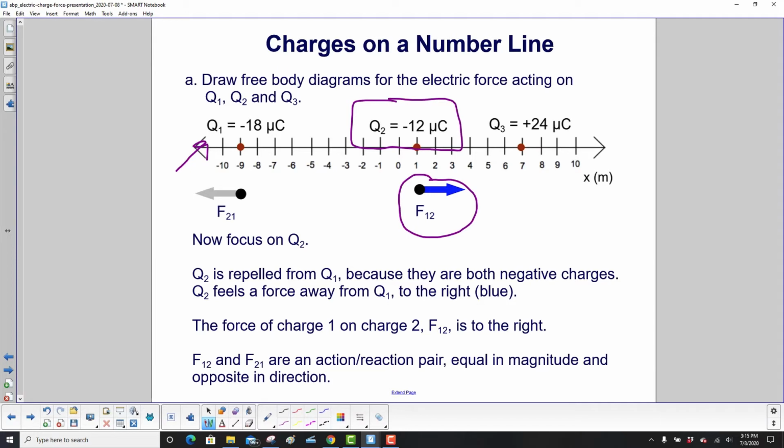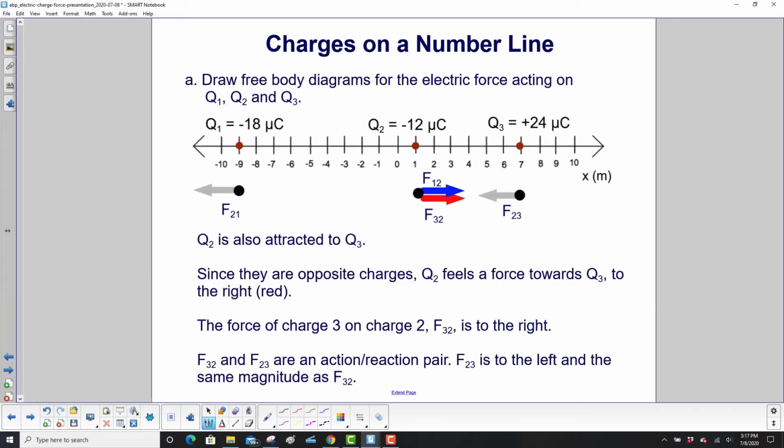But let's review what's going on. Q2 is repelled from Q1 because they're both negative charges. It feels a force away from Q1 to the right, and F12 and F21 are an action-reaction pair, so equal in magnitude and opposite in direction. There's another force on Q2. Right, here's Q2. Q3 is positive, Q2 is negative, so Q3 is going to attempt to pull Q2 to the right. So that would be this force right here, the force that 3 exerts on 2. F sub 3, 2 and F sub 2, 3 is also an action-reaction pair, so their magnitudes are the same.